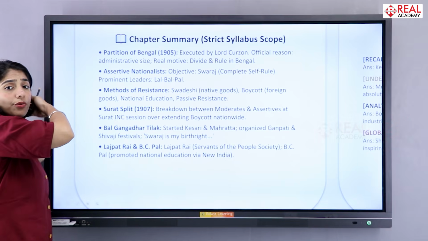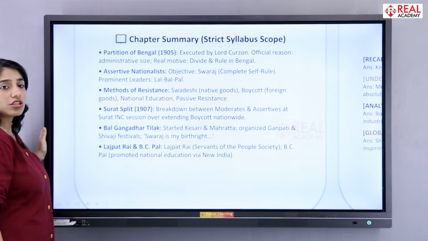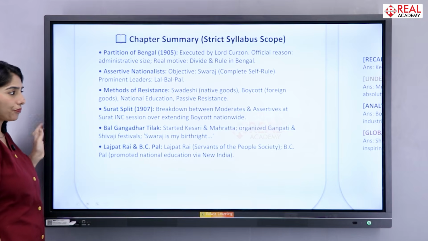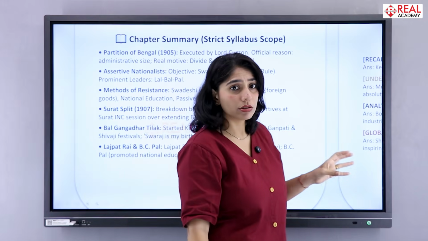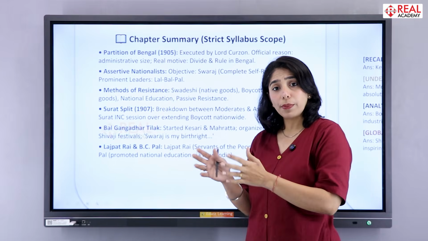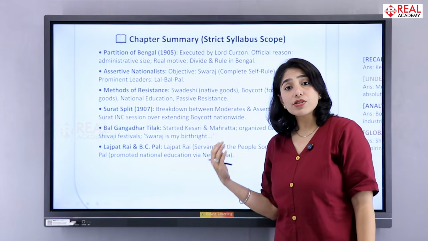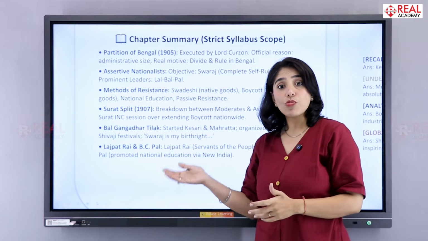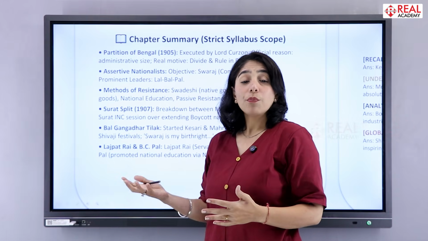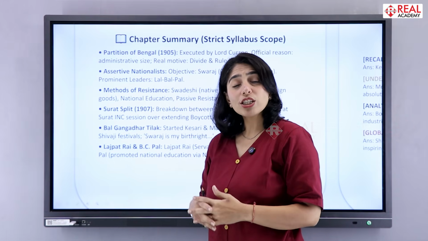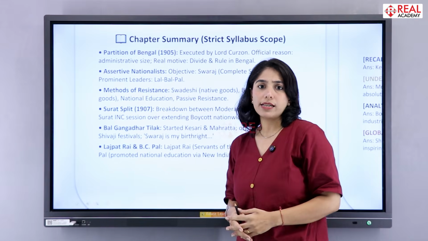What was the reason for it? Because both their ideologies did not match at this point of time. The moderates wanted the boycott to happen only within Bengal, whereas the assertives demanded it on a nationwide scale, for very mass participation of the people, which could impact the British society here.